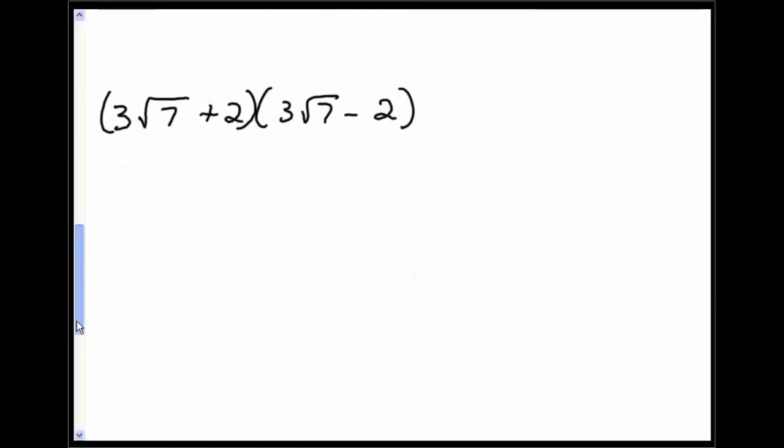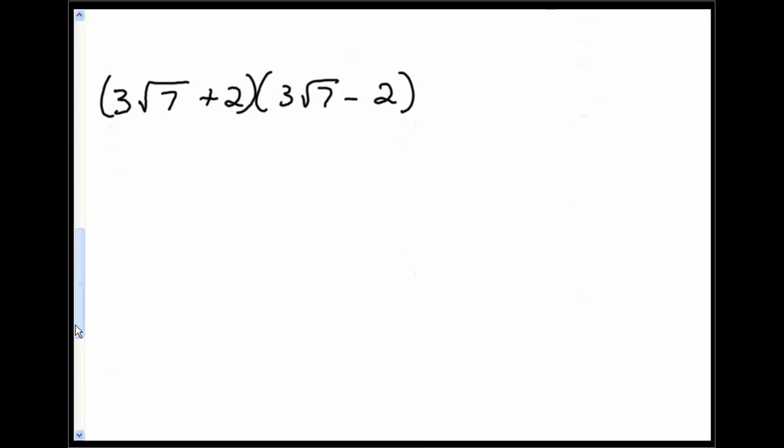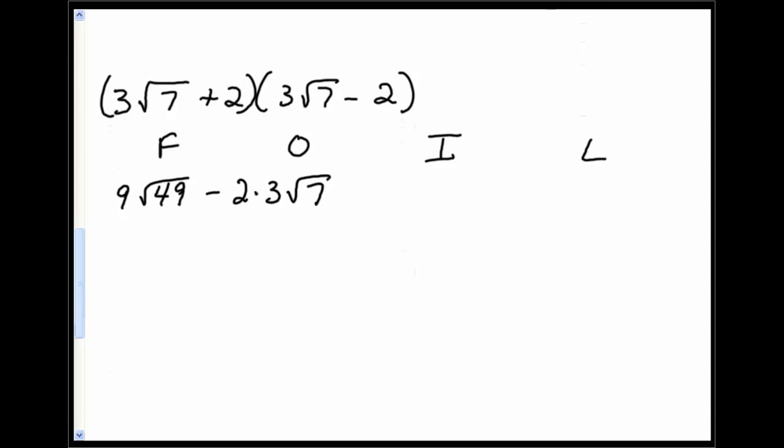Lastly, we're going to take two binomials, and their only difference is their sign. These are called conjugates. So multiplying, we can use our word FOIL to help us keep track of our multiplication. 3 radical 7 times 3 radical 7 is 9 times the square root of 49. Outside terms, minus 2 times 3 radical 7. Inside term, plus 2 times 3 radical 7. And last, positive 2 times negative 2 is minus 4.